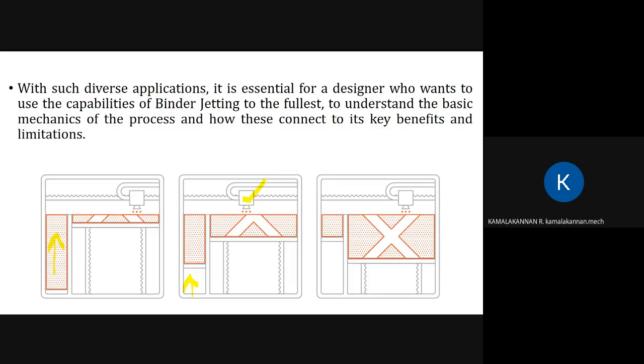Why is it called binder jet? Here you will provide the binder to the build platform. This jet will spray the binder on the build platform. So this is how it will be developed. Once a layer is over, this build platform will move downwards by one layer thickness, and this in-built bin will be moved one layer upwards. This is how it will work, like the previous or other technologies.